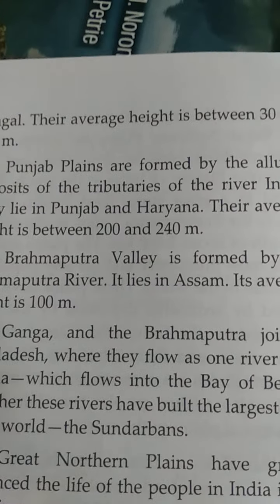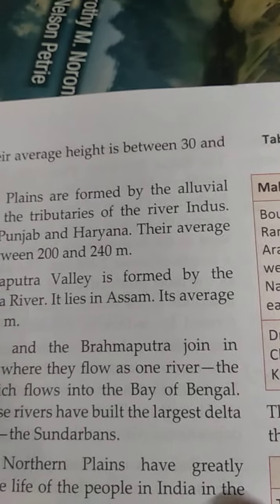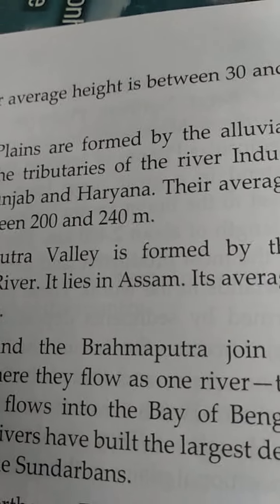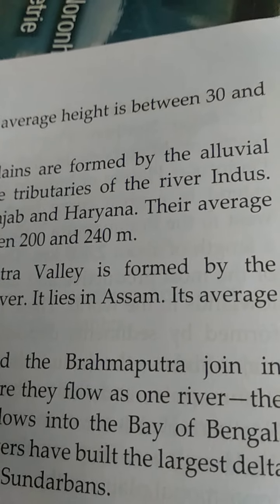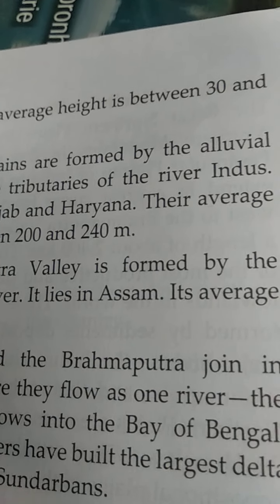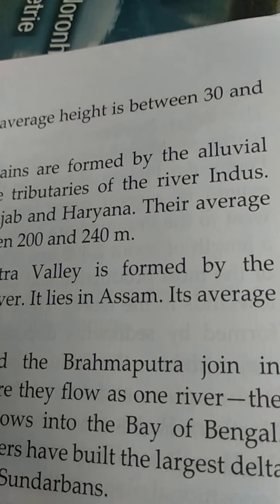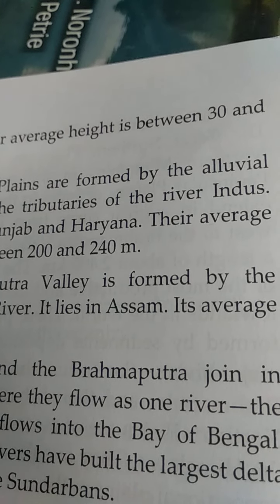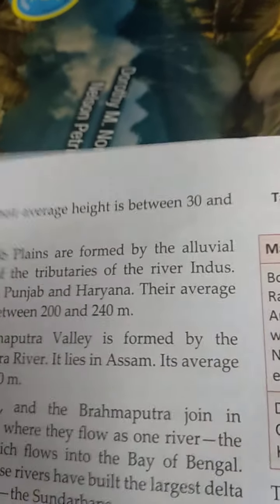The Punjab Plain is formed by the alluvium brought down by the Indus River and its tributaries. By the way, as you know, Punjab was known as the land of five rivers, but unfortunately when India was divided, the portion of Punjab on the Indian side only has the Indus River. But the other Punjab, which is fertile, in Pakistan, has the other rivers also, which make that land fertile. Its height is about 200 to 240 meters.